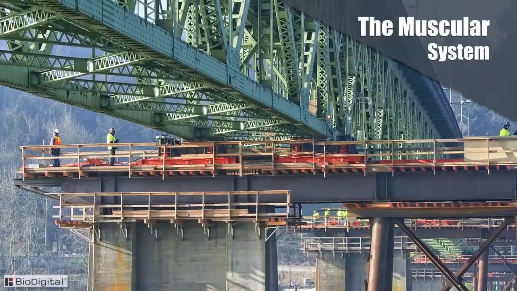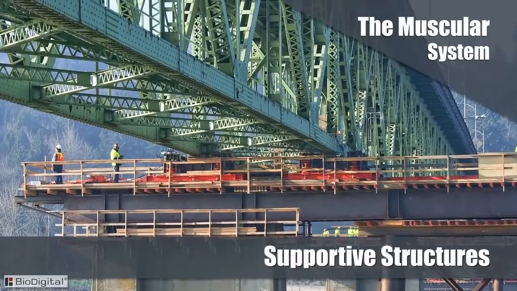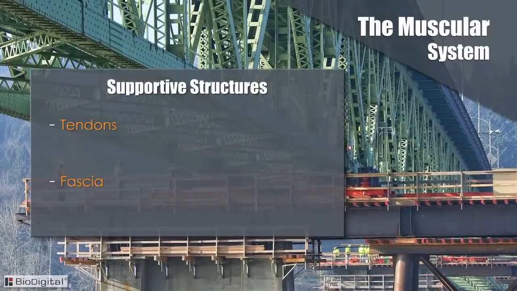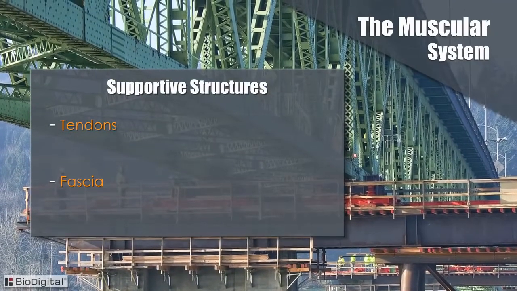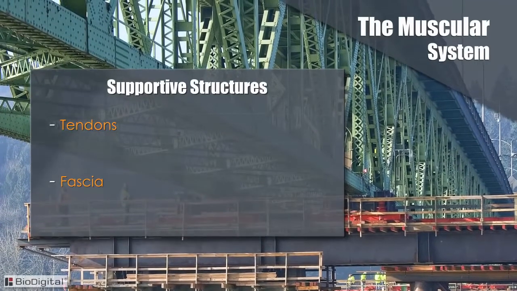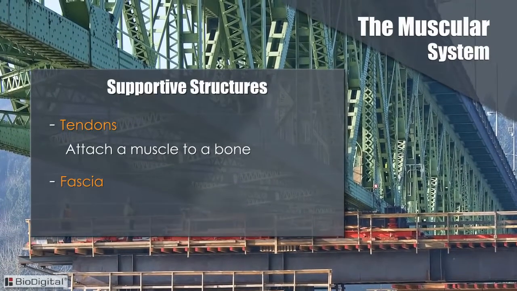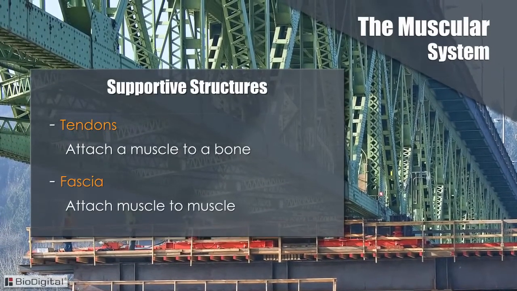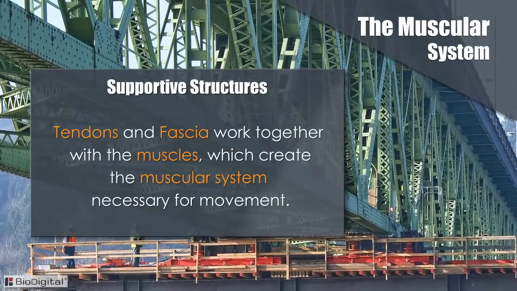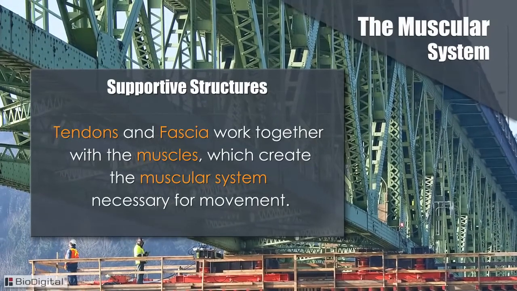Although muscles obviously make up the muscle system, there are still some supportive structures that we need to look at that are also a necessary part of the system. Tendons and fascia are important supportive structures for the skeletal muscles. Simply put, tendons are what attach a muscle to a bone, and fascia connects muscles to other muscles. Tendons and fascia work together with muscles to create the muscular system necessary for movement.